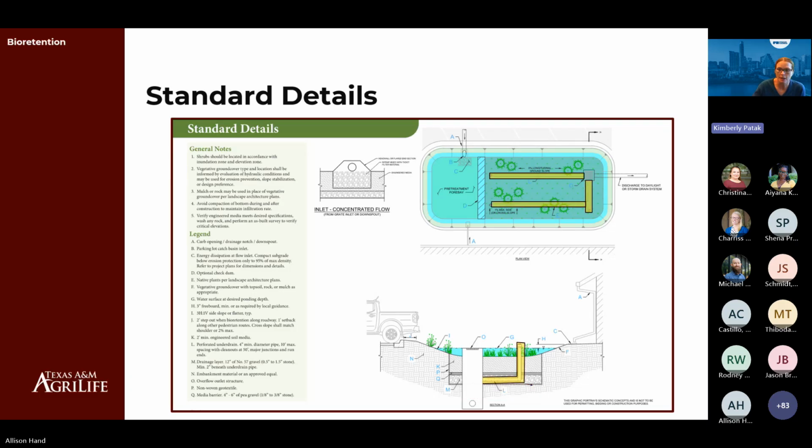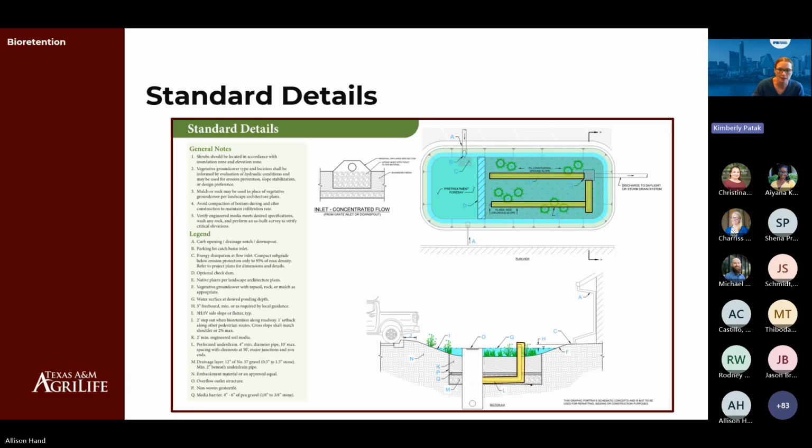So depending on your subsurface conditions will determine if you need to have an underdrain system. Your drawdown time should not exceed 72 hours, because beyond that it starts to become mosquito breeding opportunities. But you also want to make sure that your drawdown time is no less than 48 hours, so you have the maximum amount of water quality benefits. So ideally, you want to get in that 48 to 72 hour window.